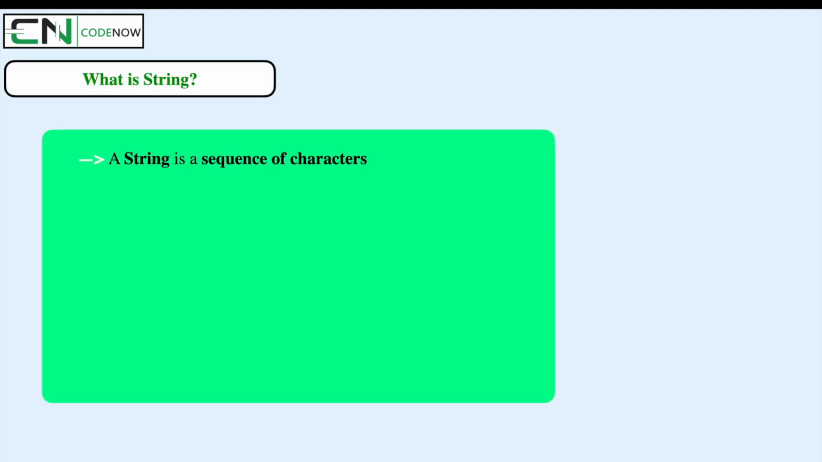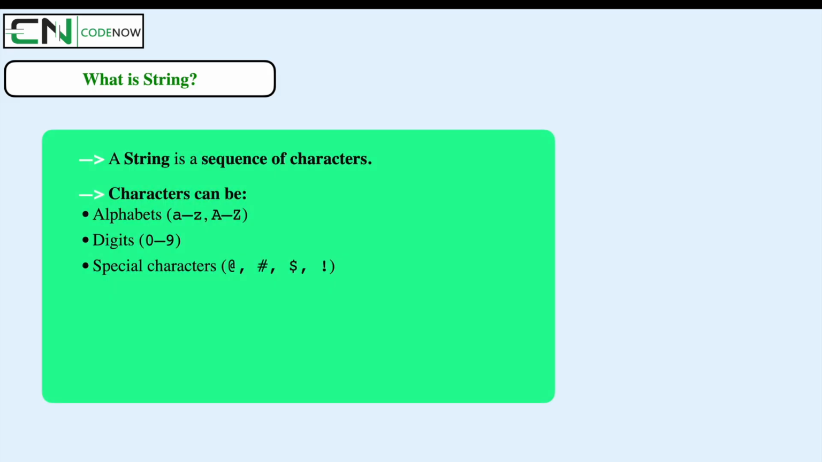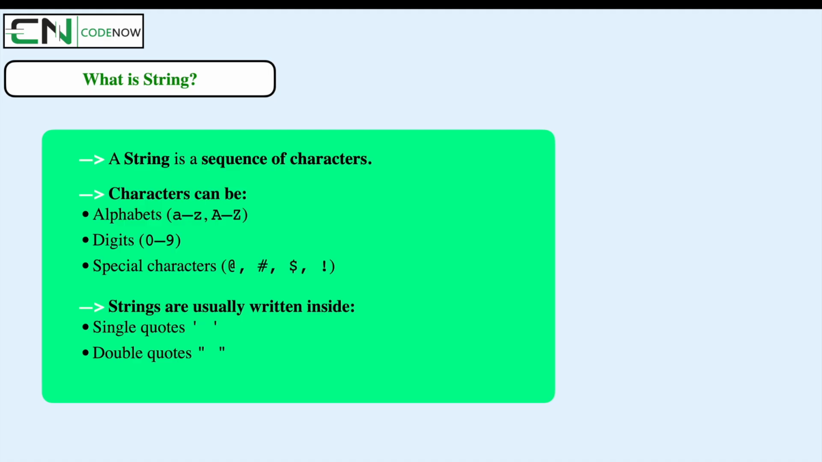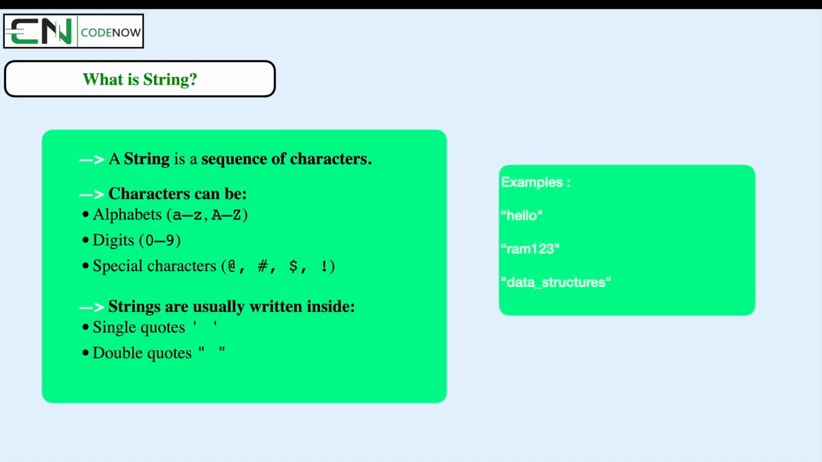What is a string? A string is a sequence of characters. Characters can be either alphabets, digits, special characters, or a combination of all these things. Strings are usually denoted inside single quotations or double quotations. Now, what are the examples of a string? Here we have "hello". Hello is written inside the double quotes, so it is a string.